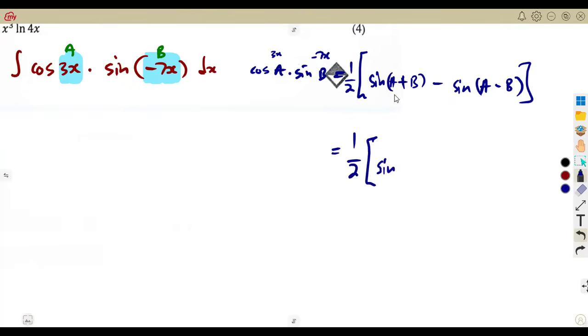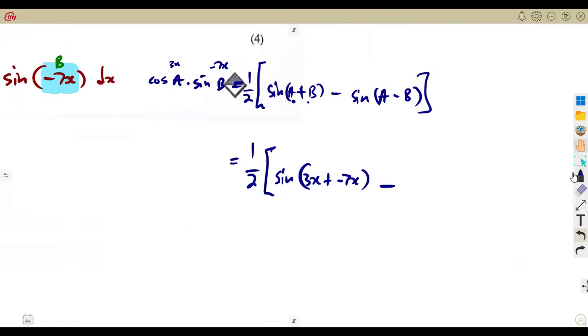The sine of a plus b. A, which is 3x, plus b, our b is minus 7x, okay? Minus the sine of a minus b. So this time it's a minus b. Remember our a, that is 3x, minus b, and our b is a negative 7x.